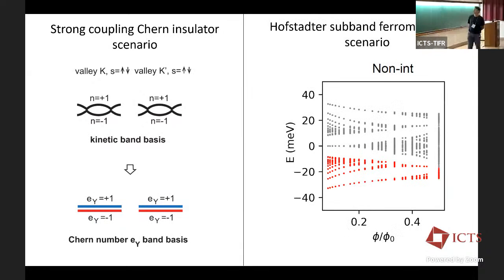Now, scenario number 2, which was advocated by several experimental groups, is not to think about it this way, but to think about it starting from a non-interacting picture. So imagine that we take our narrow band, we don't worry about this at all for a moment, and we turn on a magnetic field on this narrow band. What's going to happen is that these narrow bands are going to Landau quantize.